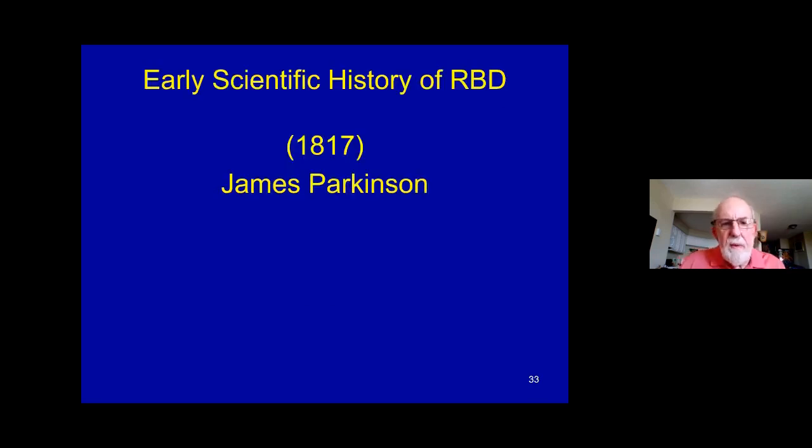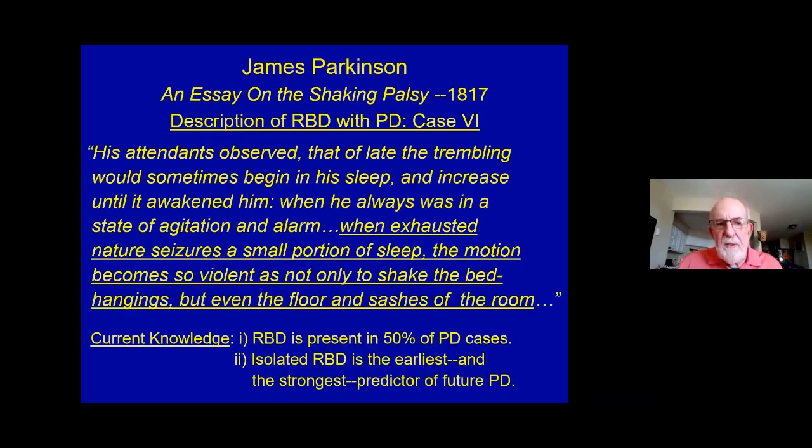I want to pause now for a few minutes on identifying the early scientific history of RBD. And lo and behold, it begins with James Parkinson in 1817. In the description of the disease that bears his name, look at case 6. Quote, his attendants observed that of late the trembling would sometimes begin in his sleep and increase until it awakened him, when he always was in a state of agitation and alarm. When exhausted nature seizes a small portion of sleep, the motion becomes so violent as not only to shake the bed hangings, but even the floor and sashes of the room. Violent dream and acting behavior. James Parkinson identified RBD without the benefit of polysomnography.